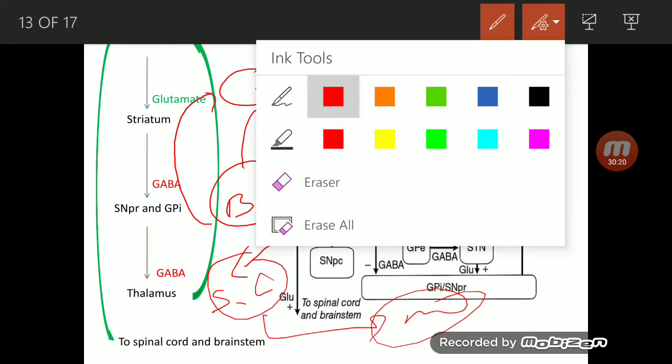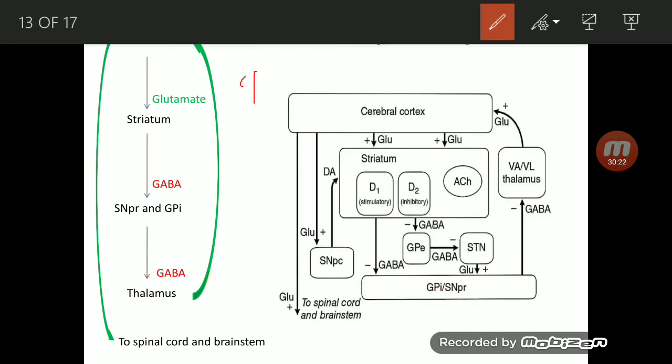So basically, whenever you move, the smoothness of your movement and the precision of your movement are all controlled by your basal ganglia. So basal ganglia makes all the intricate movements, the intricacy that you see in your movement.